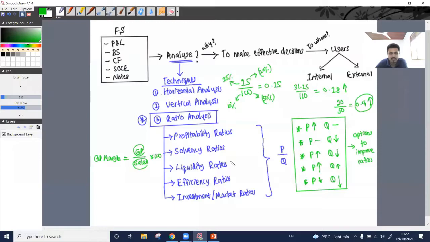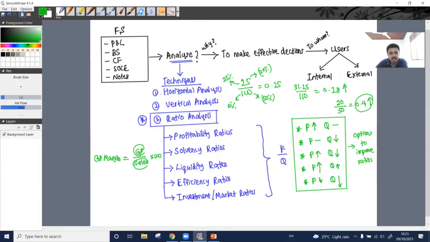If it is the current ratio, what will happen? To the numerator, we will take current assets. To the denominator, we will consider current liabilities. Now you can see, if you need to improve this current ratio, these are the options you have. By keeping the current liabilities as they are, you can increase current assets, then the ratio will improve. Or while keeping the current assets as they are, you can decrease current liabilities, and the ratio will improve, right? Or while increasing the current assets, if you can decrease your current liabilities, again the ratio will improve.